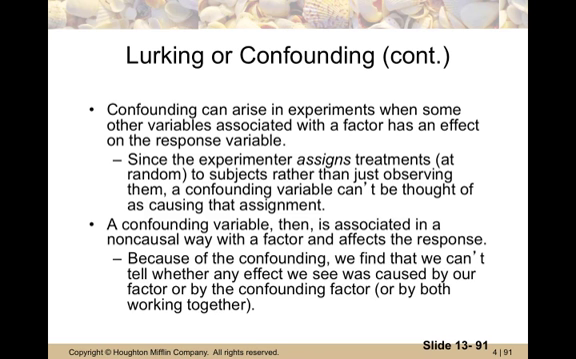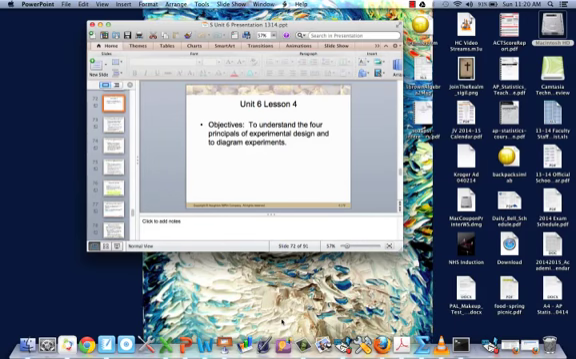Confounding can arise in an experiment when some other variable associated with the factor has an effect on the response variable. Since the experimenter assigns treatments at random to subjects rather than just observing them, a confounding variable can't be thought of as causing that assignment. A confounding variable then is associated in a non-causal way with a factor and affects the response. Because of the confounding, we can't tell whether any effect we see was caused by our factor or by the confounding factor or by both working together. So confounding variables and lurking variables are both things that can cause problems. That's the big thing you need to know.